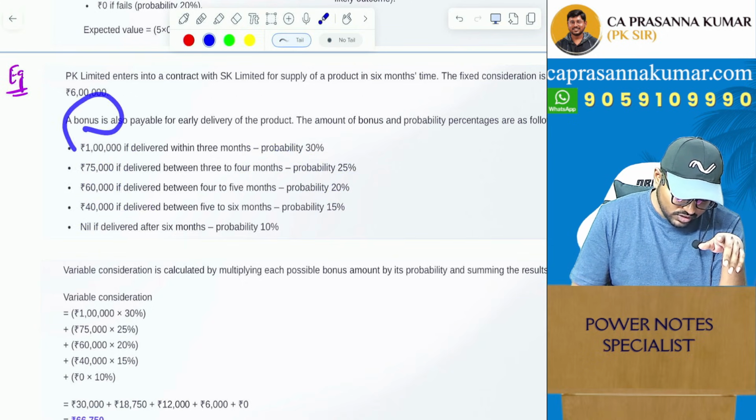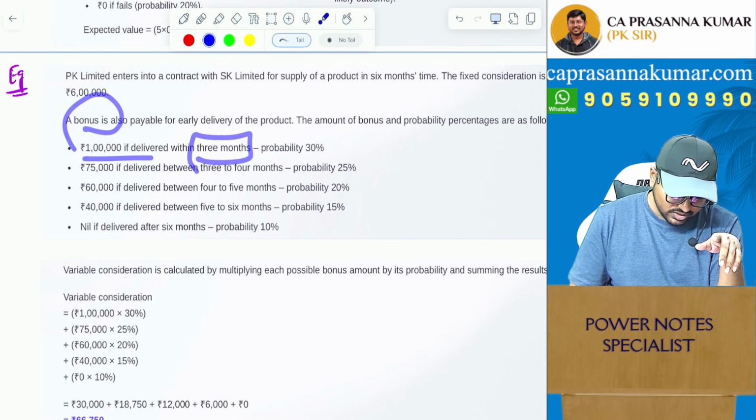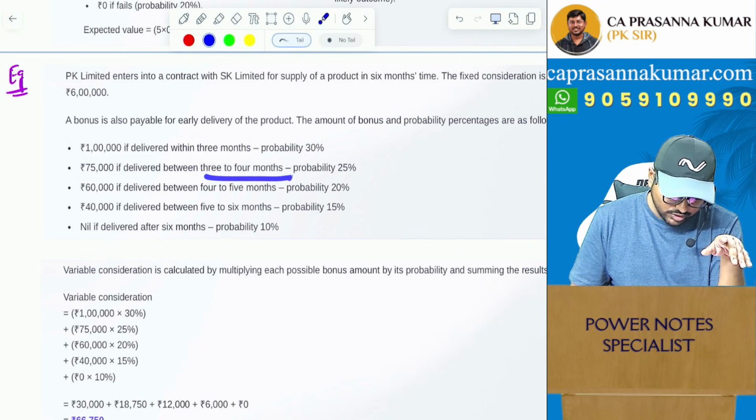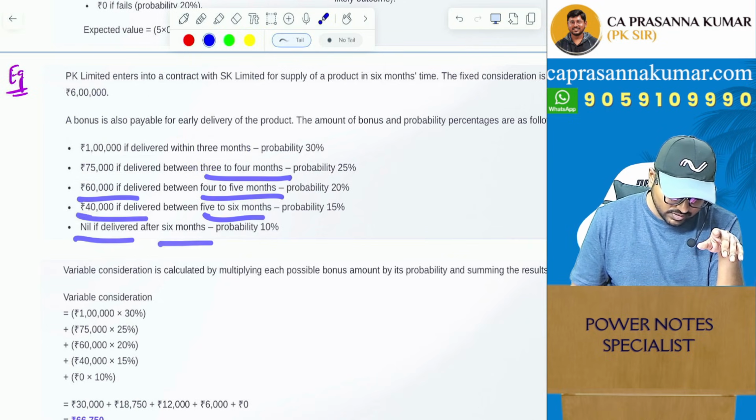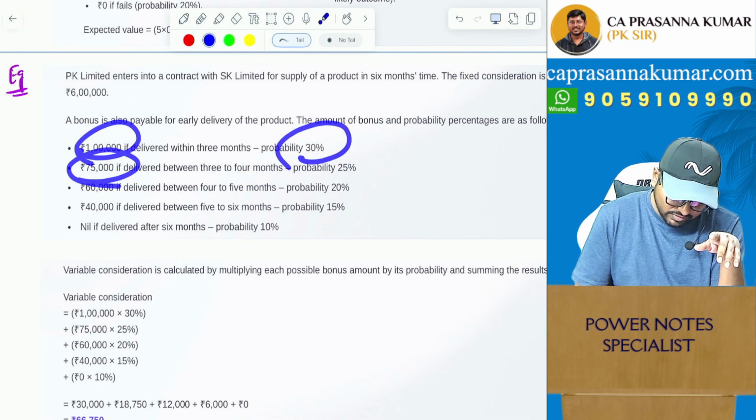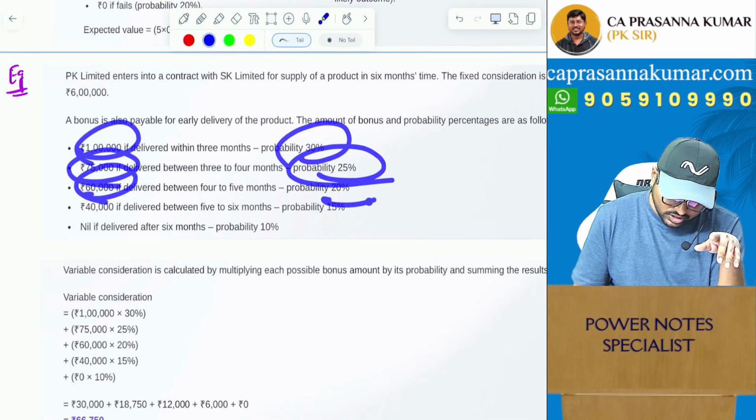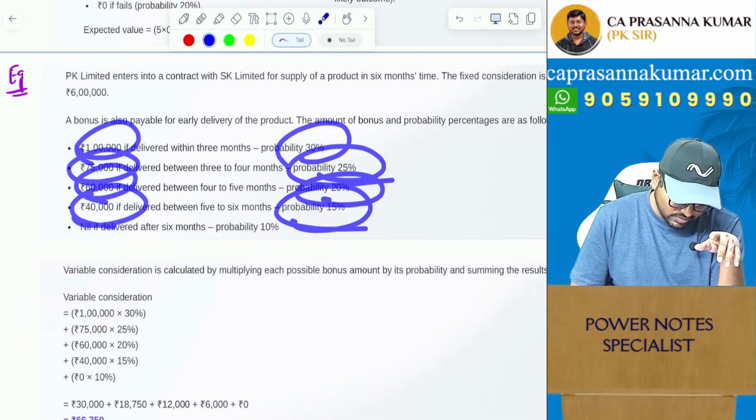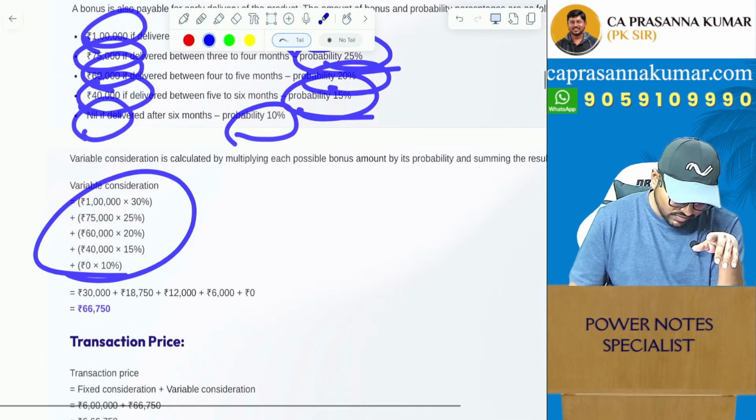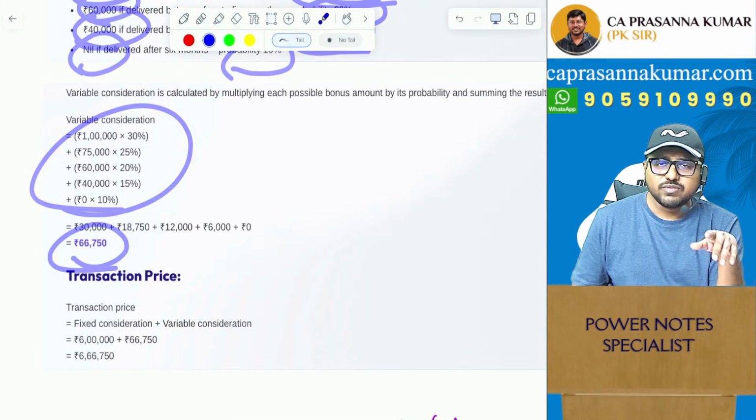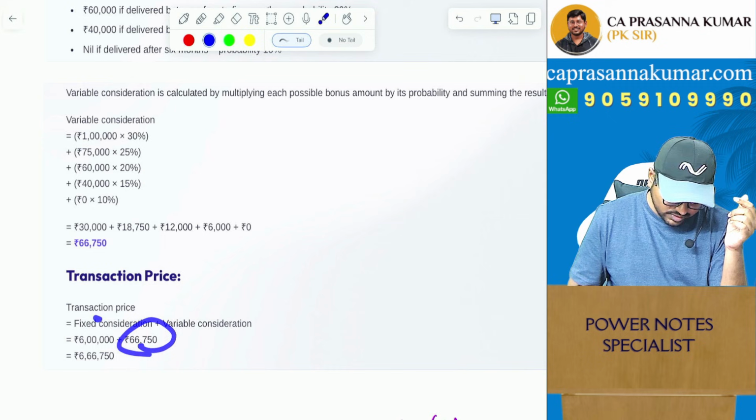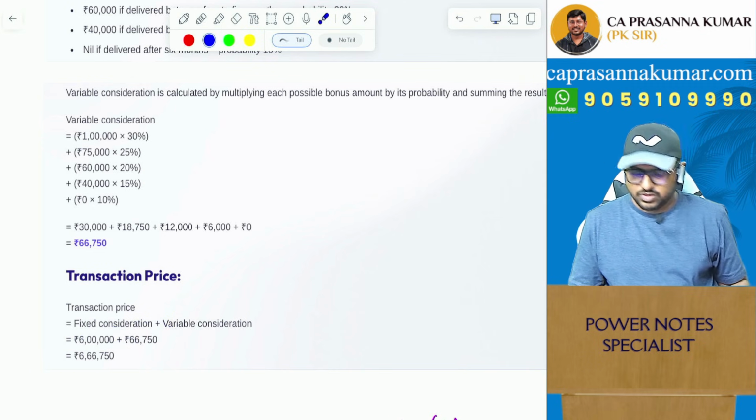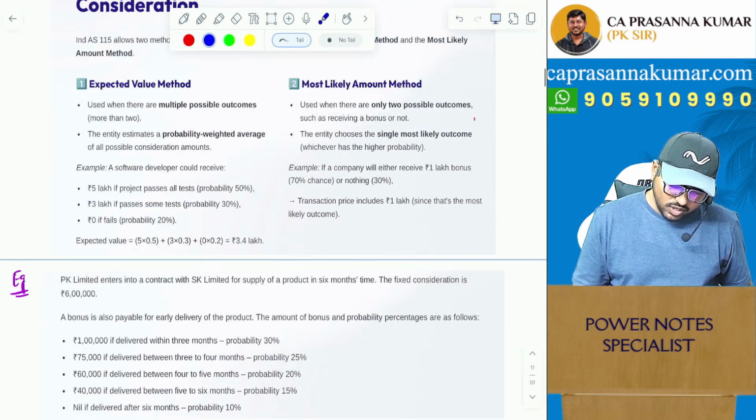Which means your bonus will be 1 lakh if delivered within 3 months, 75,000 if delivered between 3 to 4, 60,000 for 4 to 5, 40,000 for 5 to 6, nil after 6 months. So simple: 1 lakh into 30% plus 75,000 into 25% plus 60,000 into 20% plus 40,000 into 15% plus 0 into 10%. That's what we have done here. And you got 66,750 expected value. Add that, fixed plus variable is your total transaction price. That's all, simple.